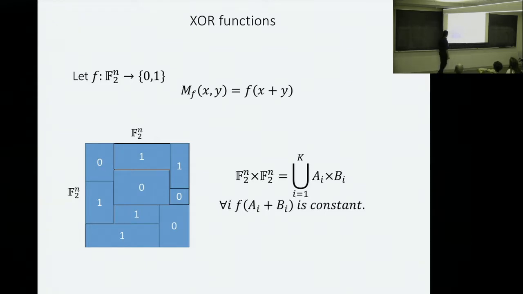And now let's see what is the partitioning of our matrix to rectangles. Each rectangle, let's say A_i times B_i, corresponds to a sum set, A_i plus B_i. And now we say our matrix is constant here. That means the function is constant on this sum set. So basically I have partitioned my space of F_2^n times F_2^n into a few rectangles, and each sum set gets a constant value.